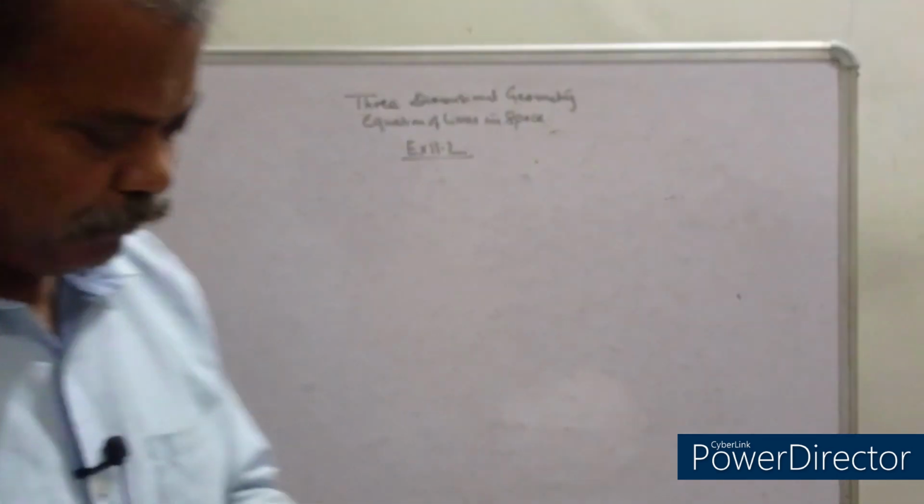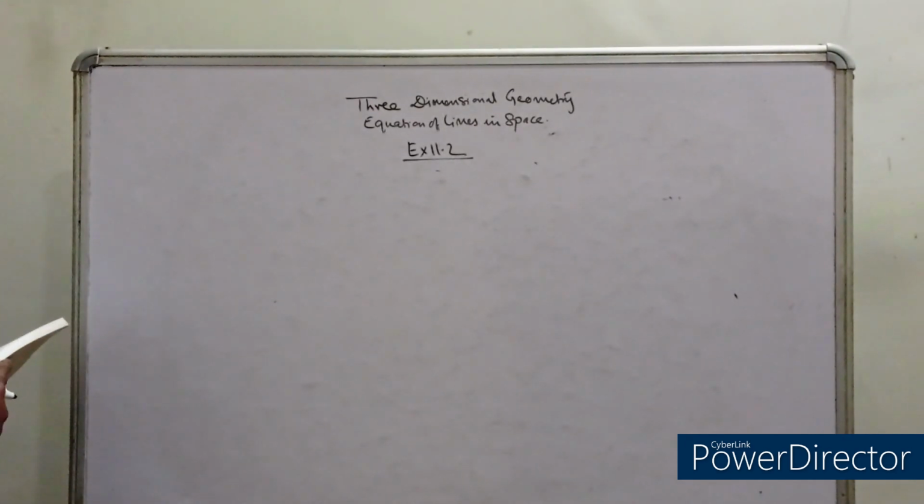Find the equation of the line passing through the point this and parallel to the vector this.